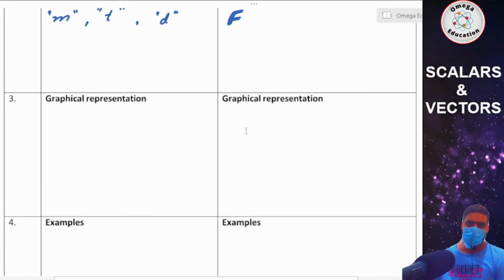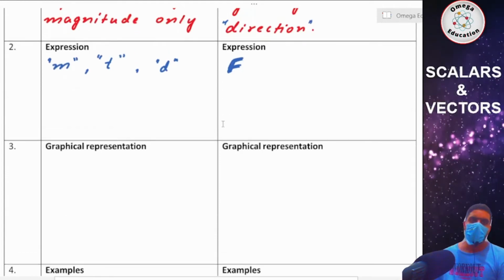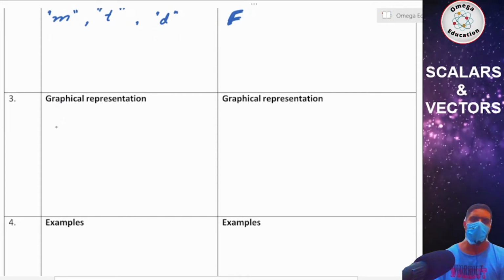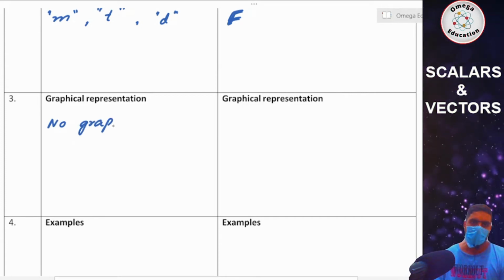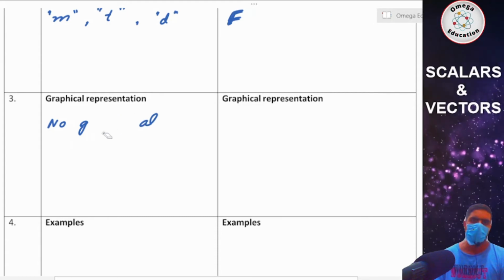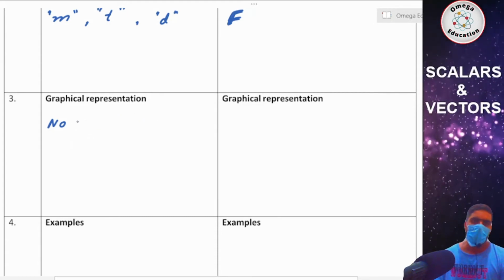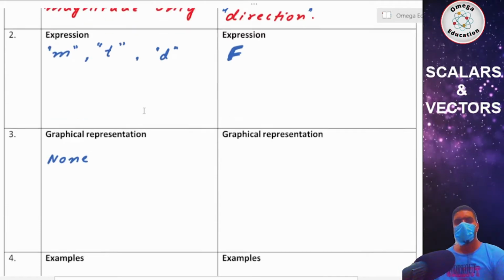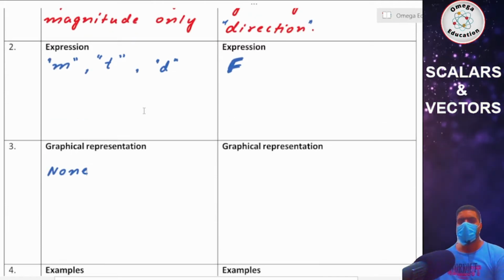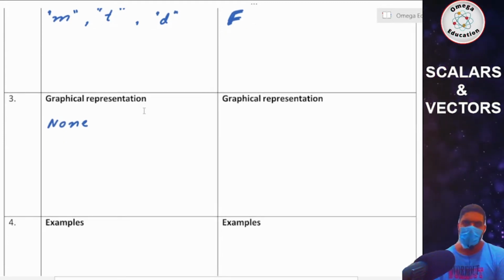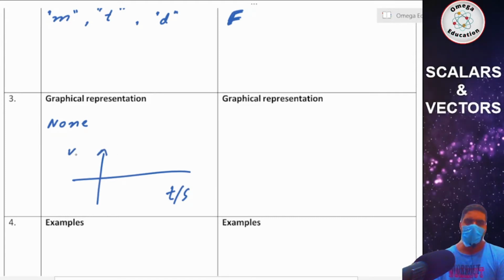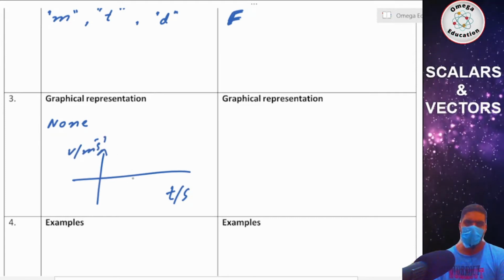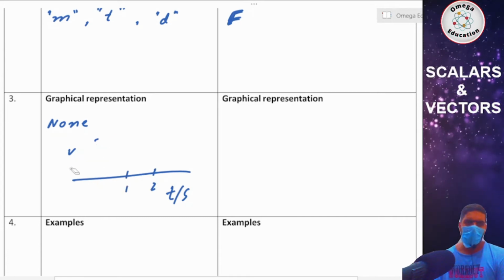Graphical representation. Scalar quantities do not require the graphical representation as such, or just write none. For scalar quantities we don't really need to represent them graphically. Let's say if we are drawing a graph over here, we have time here, and then we are measuring speed or velocity here, then time can also be represented graphically, 1 second, 2 second, but we don't need to.